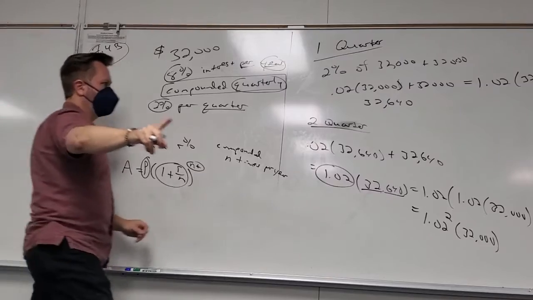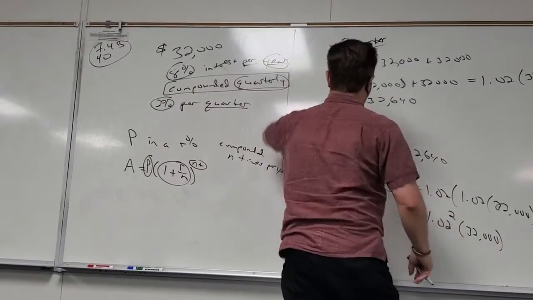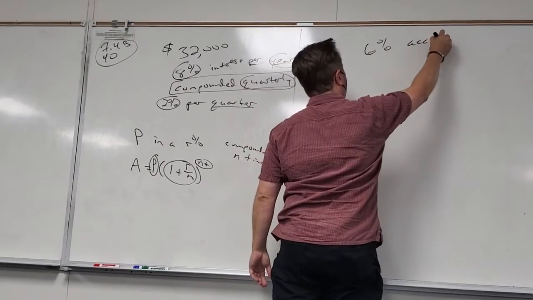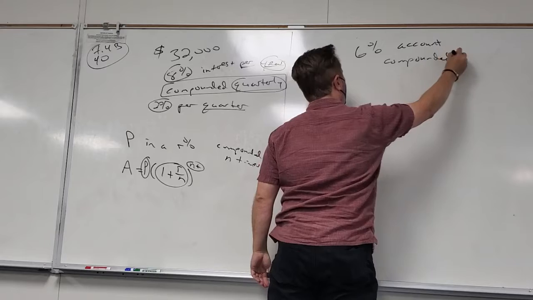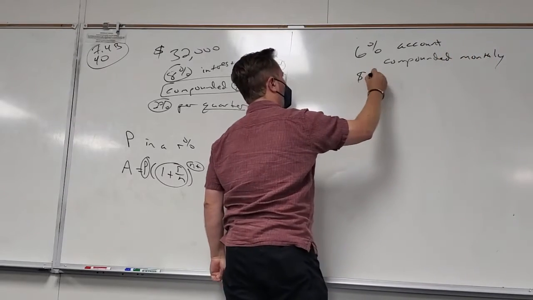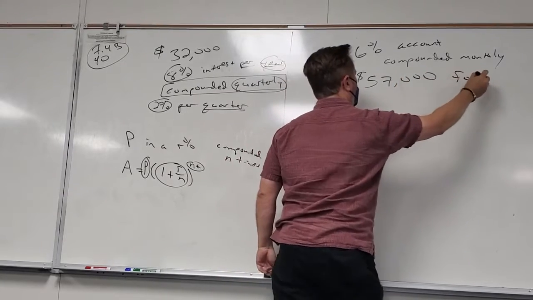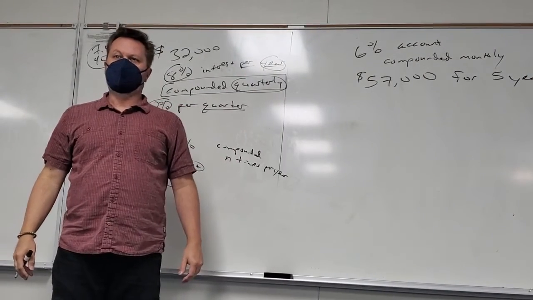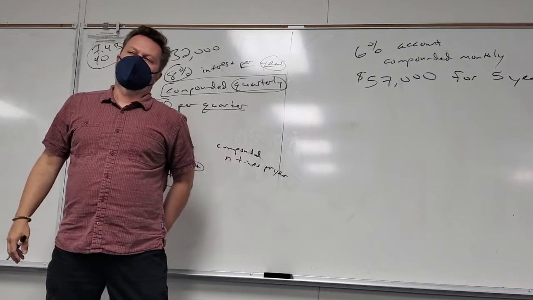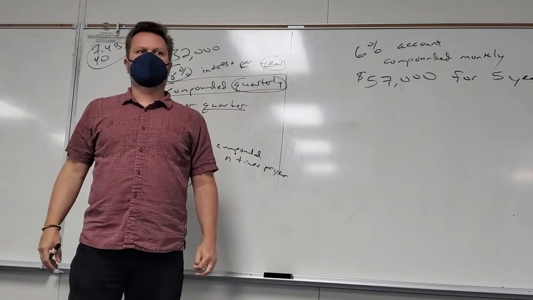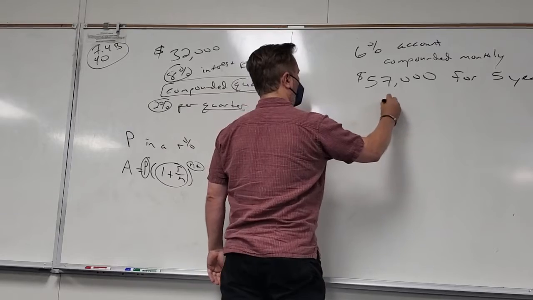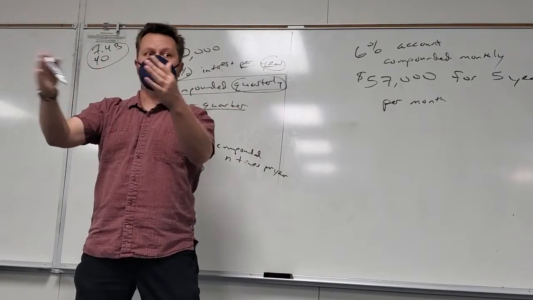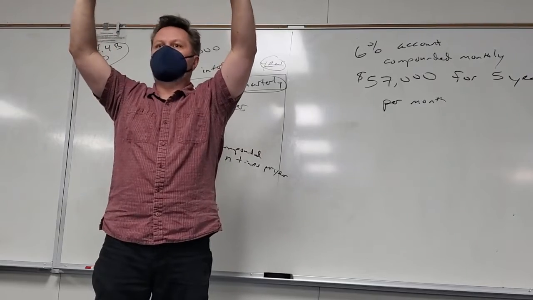So let's do one more example real quick. What if I had a 6% account compounded monthly and I put $57,000 in there for 5 years? Okay. First off, what percentage will I do per month? 0.5%? Yeah, 0.5%, right? 6% divided by 12. I'm doing it every month, that's 12 times a year. So I'm doing 0.5% per month.